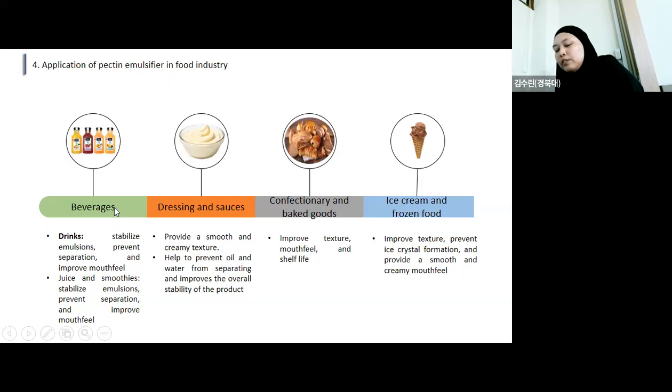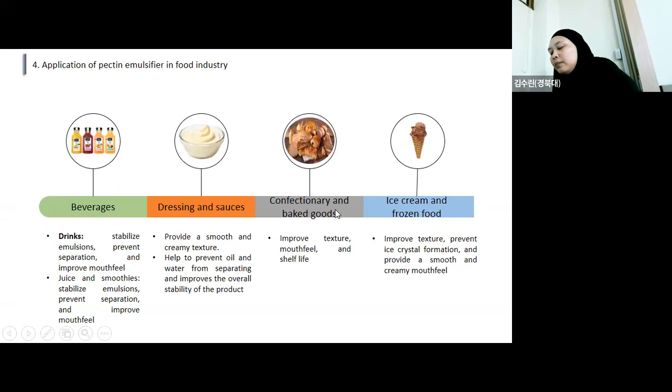The first one is beverage. So normally pectin emulsifier is added to stabilize the emulsion, prevent separation, and also improve the mouthfeel. In dressing and sauce, pectin emulsifier helps to provide a smoother and creamy texture. It also helps to prevent oil and water from separating. And it also can improve the overall stability of the product.